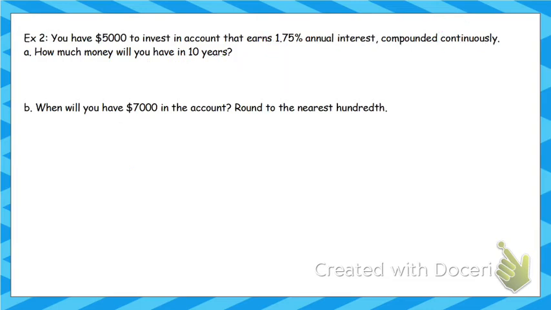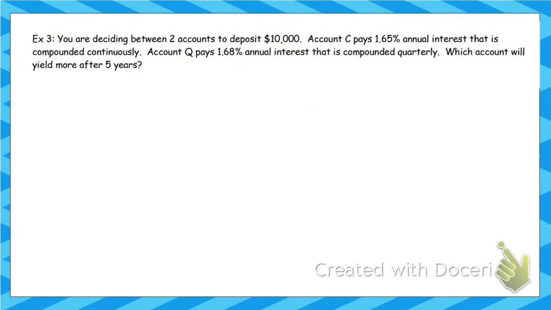All right, we'll do one more financial one, and then we'll move on to half-life and doubling. If you feel comfortable, pause the video, try this one on your own. All right, 2 accounts. Account C pays 1.65% annual interest, compounded continuously. So we're going to use PERT. So A equals 10,000 E to the 0.0165. And our question is asking how much money it will have after 5 years. So times 5. Account Q, compounded quarterly.